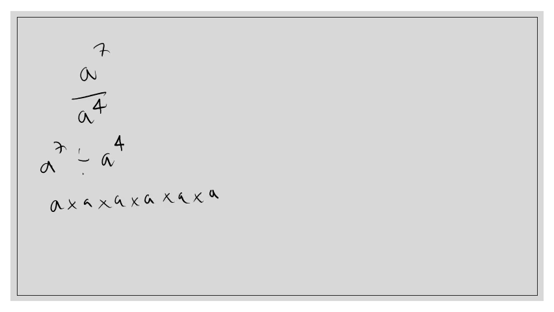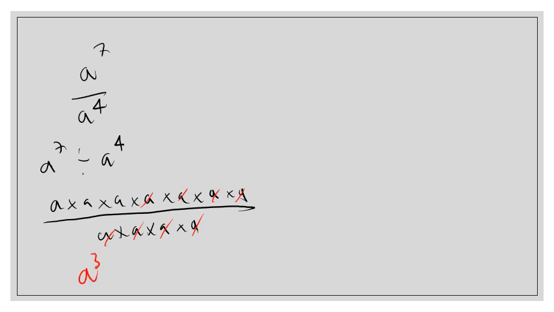So we've got a to the power 7 divided by a to the power 4. So this line in the middle means divide. This question could equally just be written out like this. So we've got a times a times a times a times a times a, 1, 2, 3, 4, 5 times a, divided by a times a times a times a. We can cancel these out, so we've got 1, 2, 3, 4 we can cancel out, and we're left with a to the power of 3.